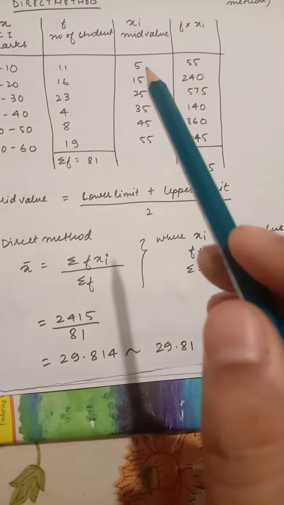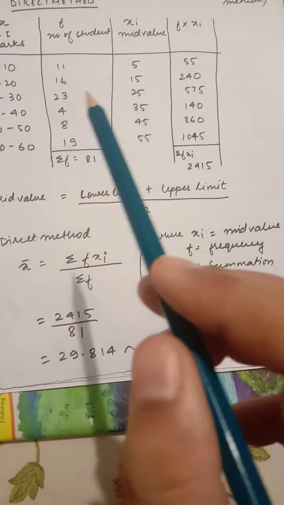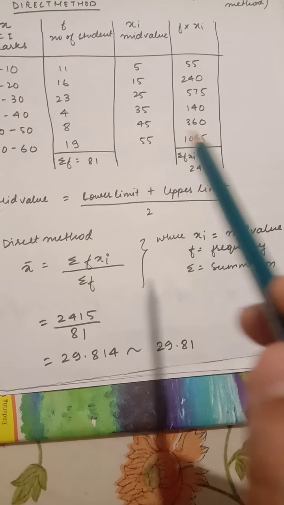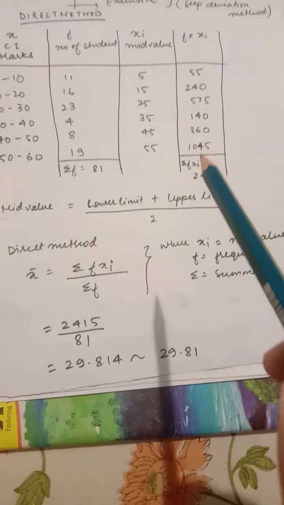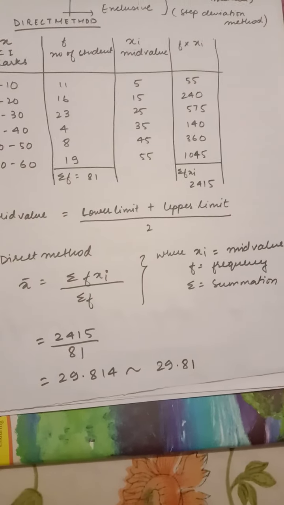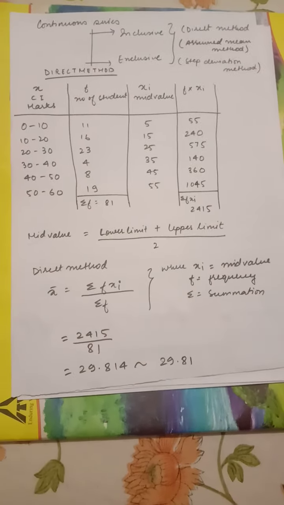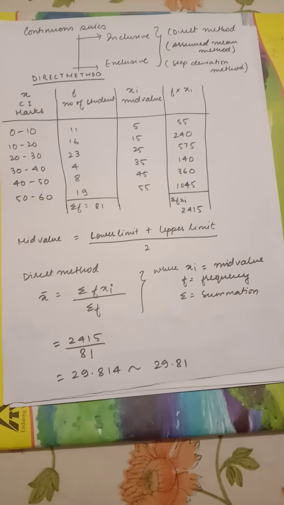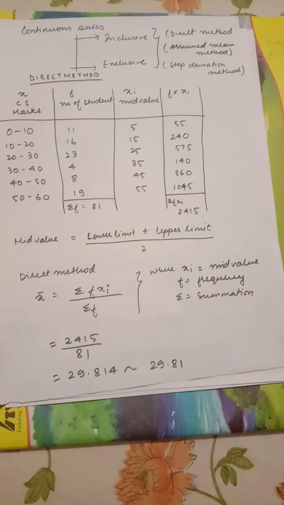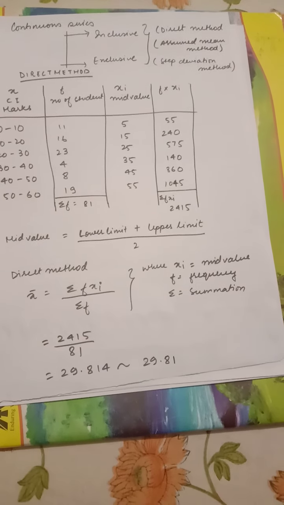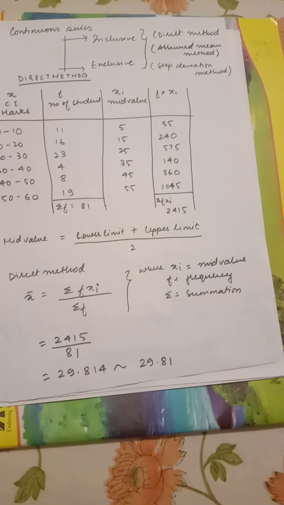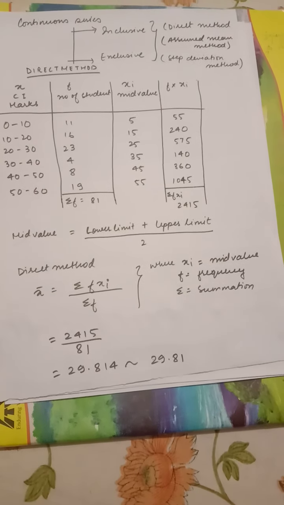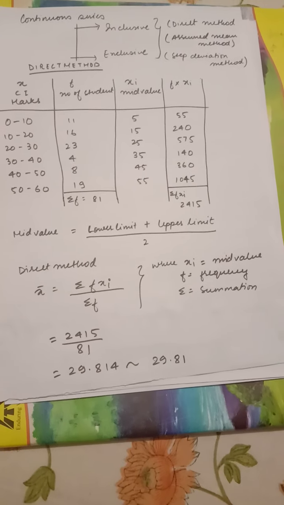So we multiply xi with fi: 55, 240, 575, 140, 360, and the total is 1045. Keep this in mind: there is a myth among students that calculators are provided in the examinations for calculating statistical values. Neither in class 9th, 10th, nor 11th; calculators are strictly prohibited in the examination hall.